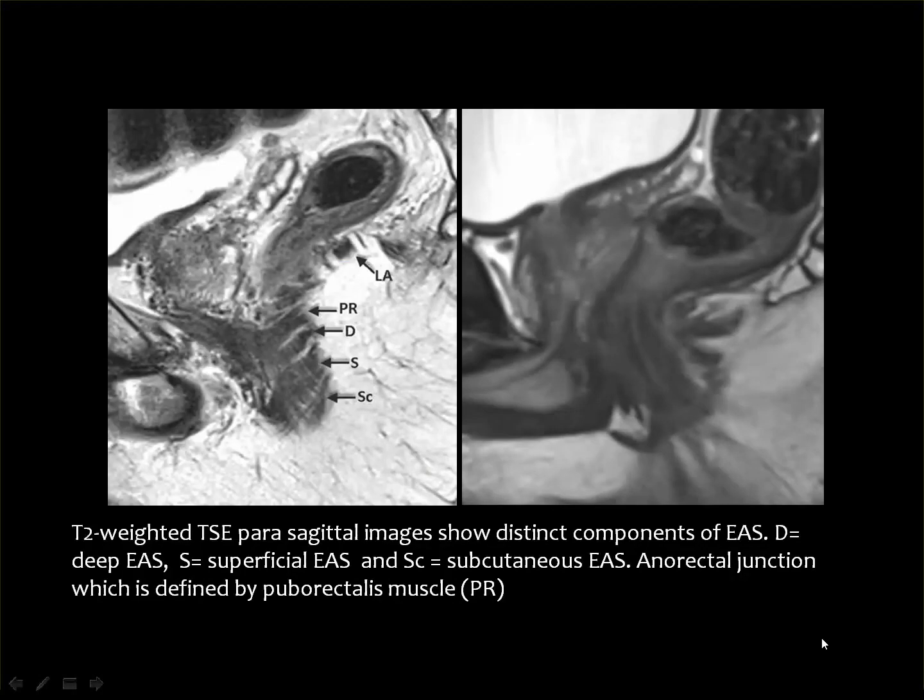Then in the sagittal image, as I have mentioned before, if you see the anal canal and you look posterior to it, then you may see these multiple low signal structures representing muscles, and these muscles are from above downward. The one which is above is the puborectalis muscle, and the three components below it are the deep, superficial, and the subcutaneous parts of the external anal sphincter.